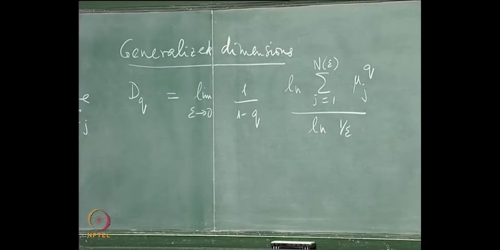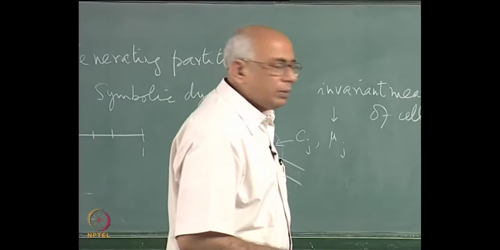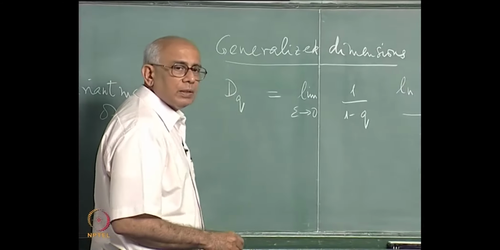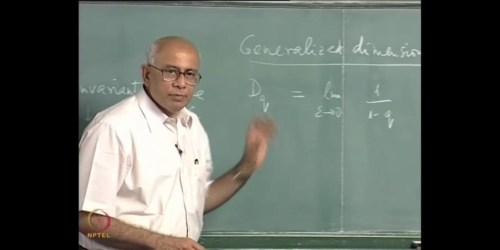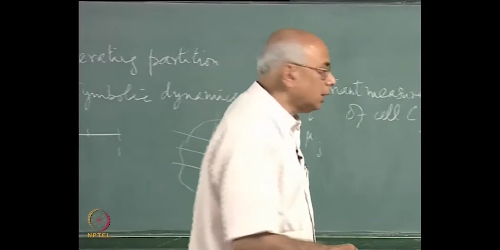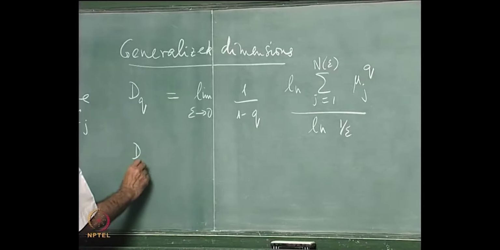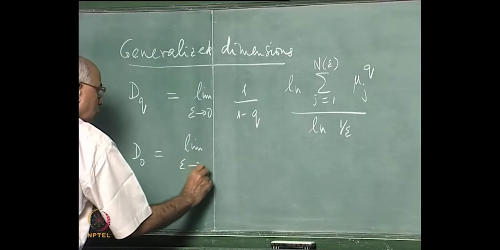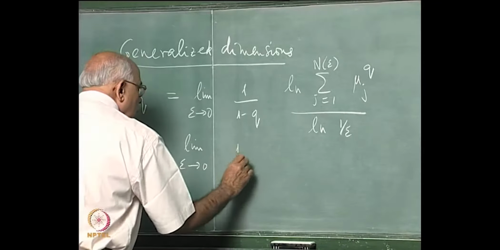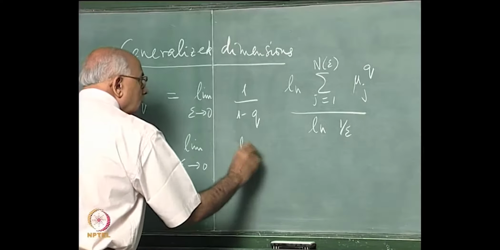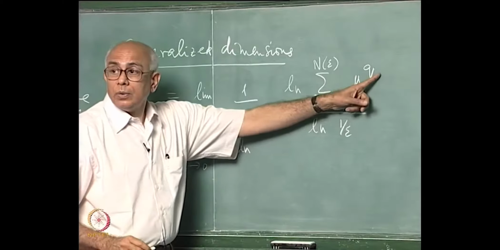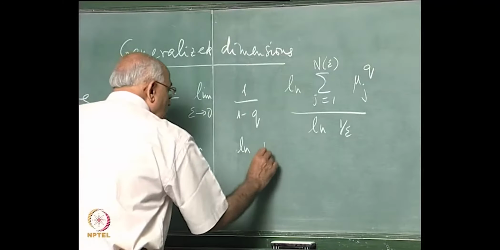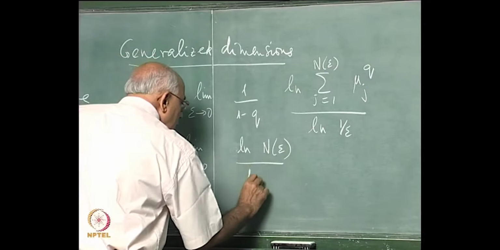So let us consider this quantity, where q is a real number. We could start with q an integer and later continue to all q's, all real numbers from minus infinity to infinity, but let us define this quantity and see what it is trying to tell us. If I set q equal to 0, d0 is the limit epsilon goes to 0, and if q is 0, this sum becomes just the number of cells into which you partition things. So log N of epsilon over log 1 over epsilon.